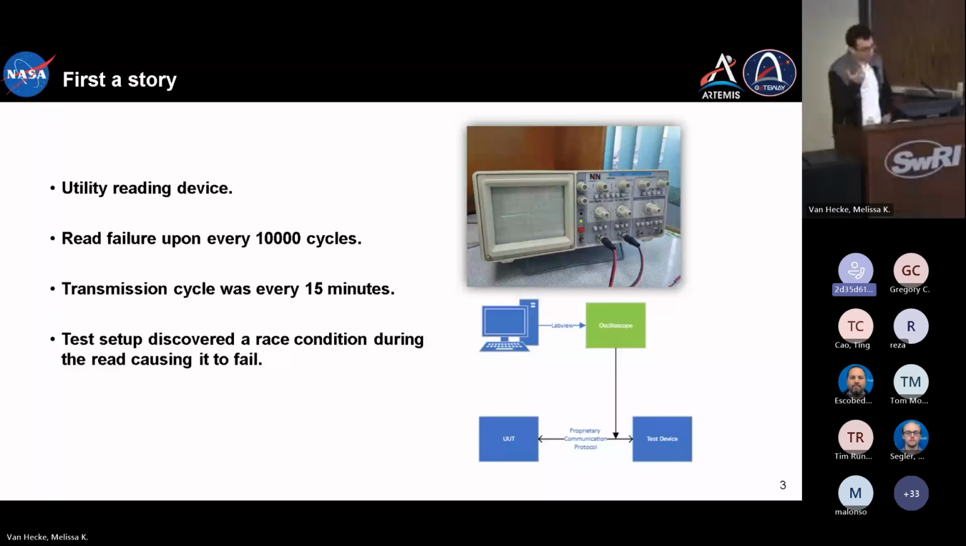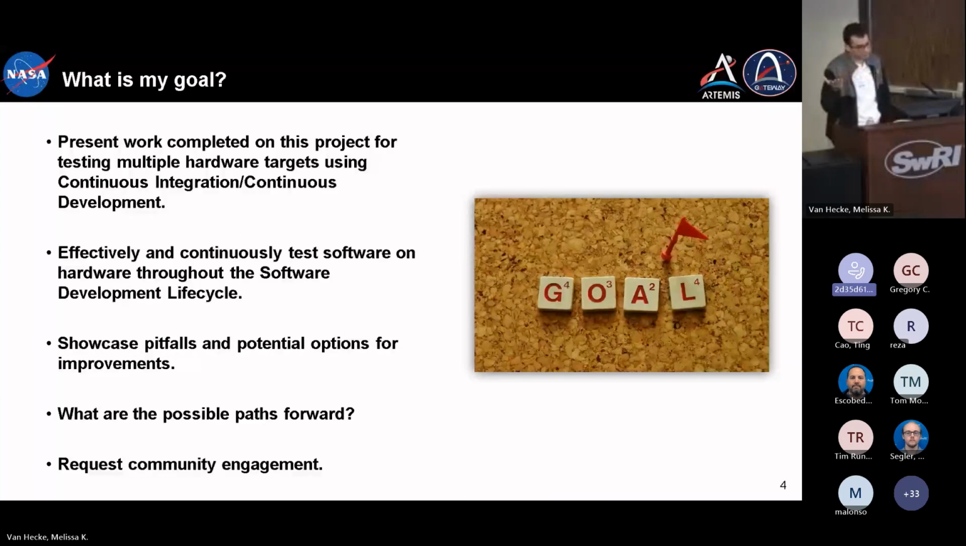So what's my goal for this presentation and for this work that we're doing? I wanted to present to you what we've done in this project, of how we're testing with these different flight computers and how we're trying to automate that process. It's about being more effective and continuously being able to test the software actually running on hardware throughout our development cycle. We see that that happens later on in projects, but we want to start that a little bit earlier because it helps us detect things that you could only see when the software is running on the hardware.